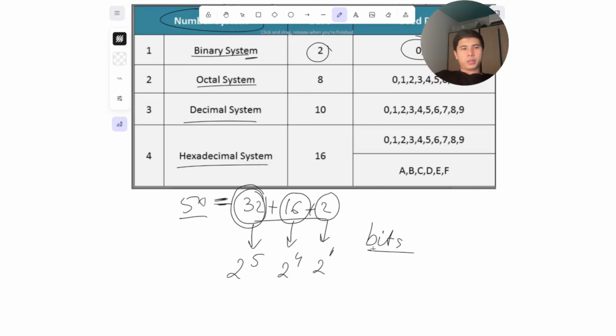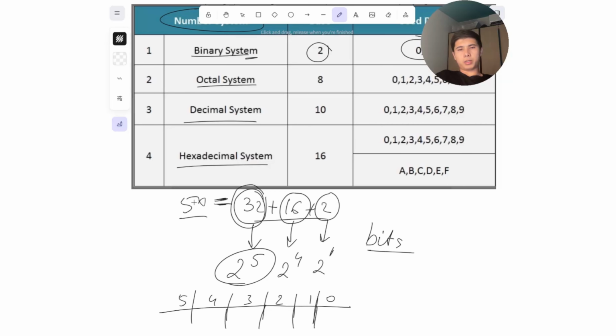The highest power is 5. We write the powers from 2 to the power of 5 down to 2 to the power of 0, like 5, 4, 3, 2, 1 and 0. This is just one of the simpler examples and simpler explanations of representing bits. Like 2 to the power of 0 participates in collecting and representing 15.